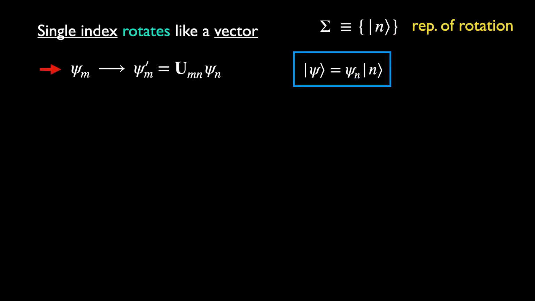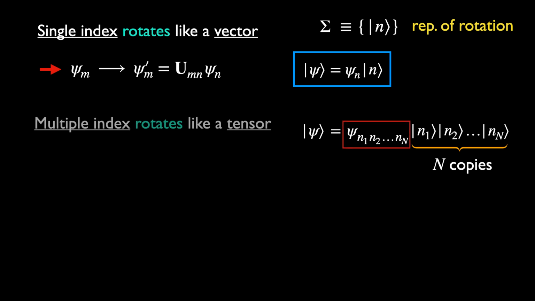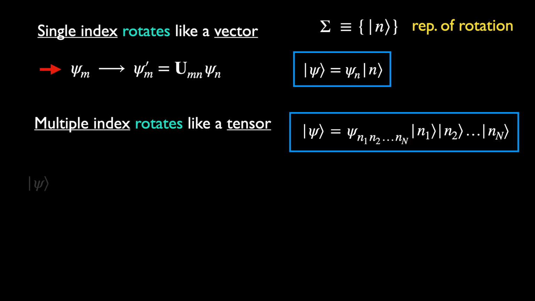If we take multiple copies of the basis, like n copies, we can construct something like a multi-particle state with components that have n indices. These multi-index psi will then rotate like a tensor. And here's how tensors rotate. Each copy of the state n in the product will rotate independently the usual way by the operator U.